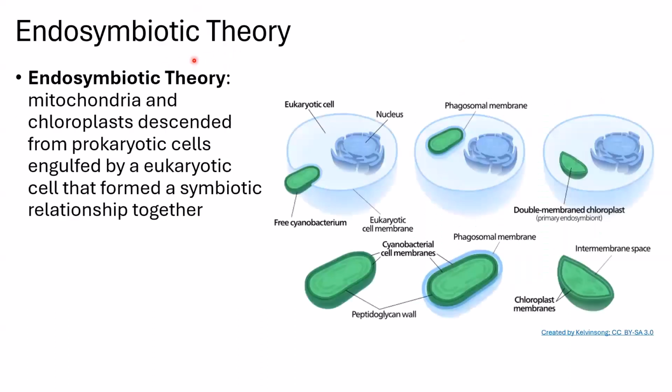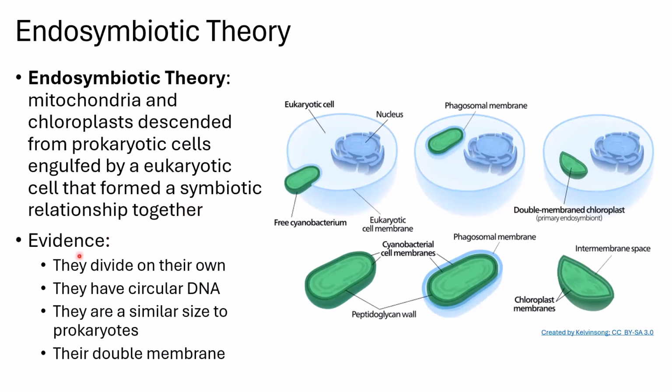This brings us to the Endosymbiotic Theory. This idea was spearheaded by the evolutionary biologist Dr. Lynn Margulis, and proposes that mitochondria and chloroplasts descended from a prokaryotic cell that was initially engulfed by a eukaryotic cell, but then formed a symbiotic relationship with it. That is likely why the mitochondria and chloroplasts both have their own set of DNA and ribosomes.